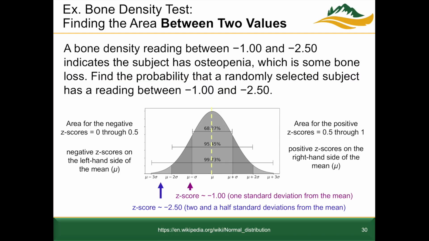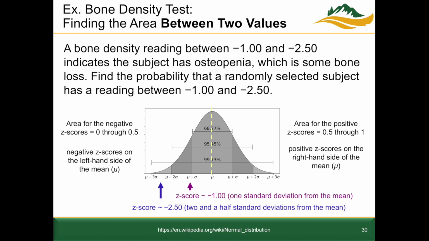So I added in this visual to your slides so we can see on the left-hand side, those are our negative z-scores, right? A z-score is how many standard deviations we are away from the mean. So negative 2.50 z-score, that's 2.5 standard deviations away from the mean, but on the negative side, the left-hand side of the curve. Then negative 1.00 is not as negative, so that's just slightly to the right of negative 2.5. Because negative 1.00 as a z-score means we're exactly 1 standard deviation away from the mean.